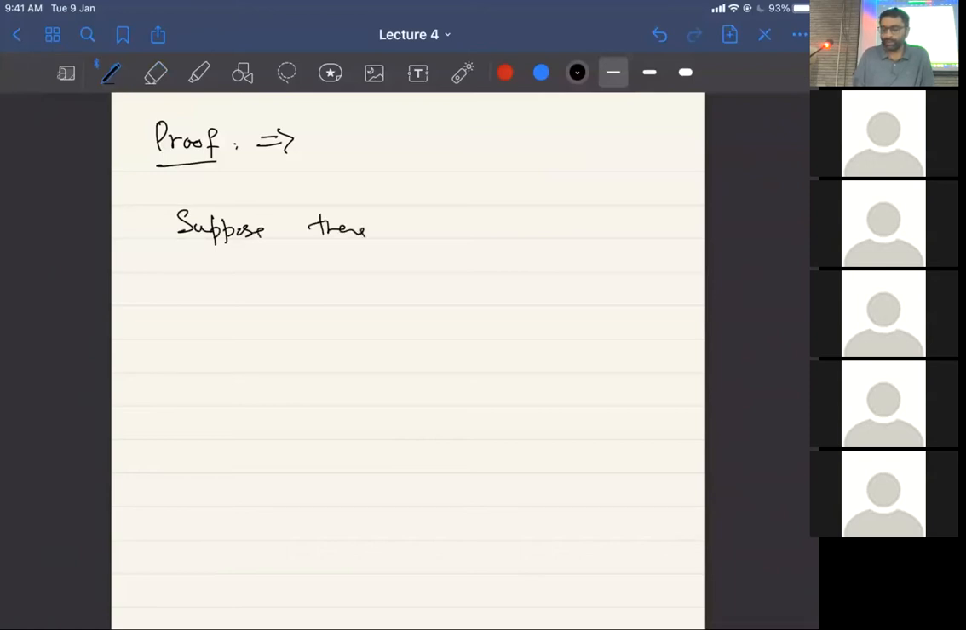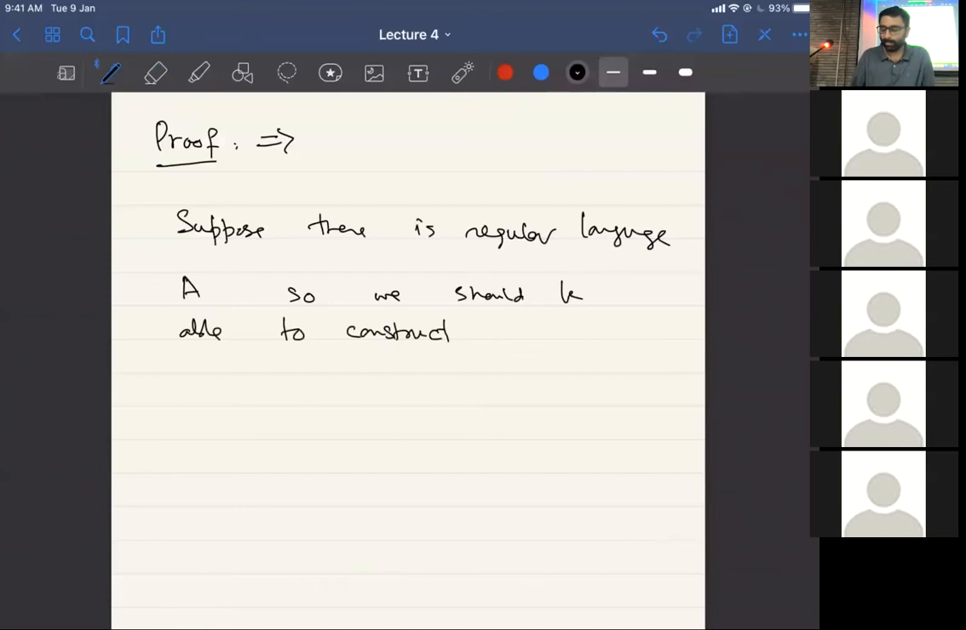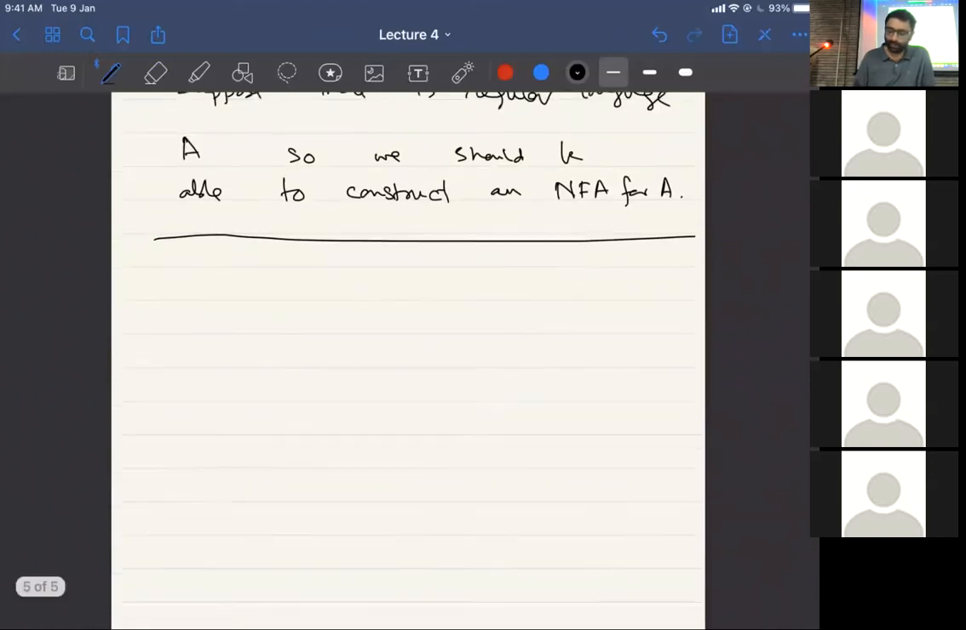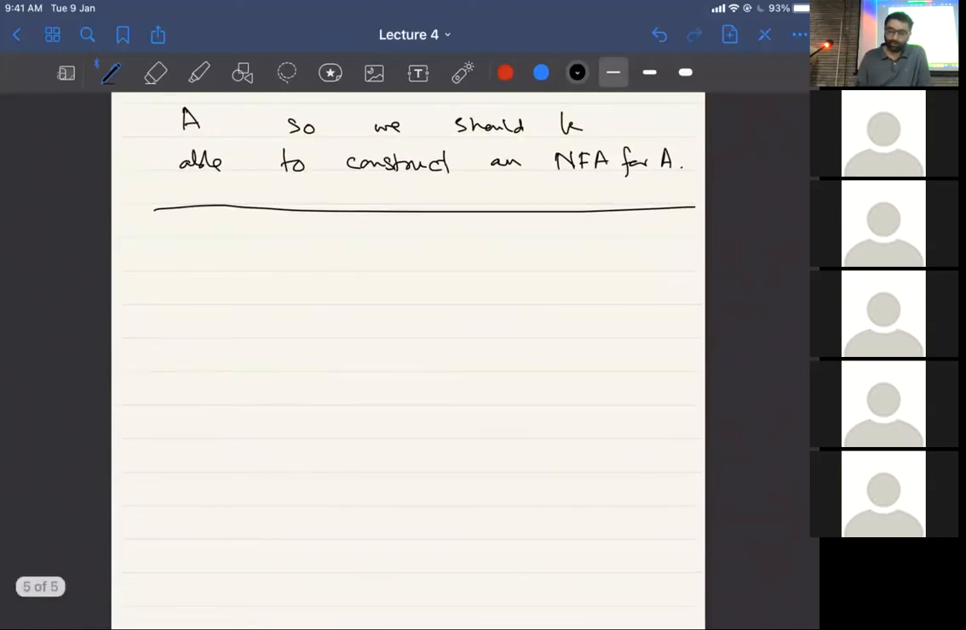there is a regular language, regular language A, so we should be able to construct an NFA for it. Okay, we should be able to construct an NFA for it. So how can we construct? So before we begin the formal proof, let me show you a few things, okay?